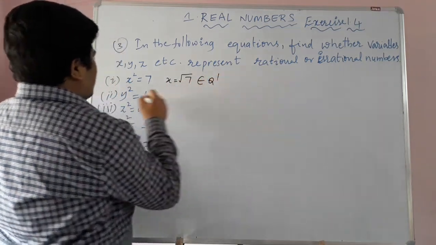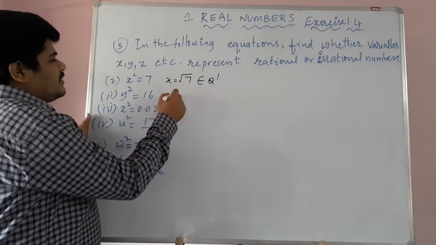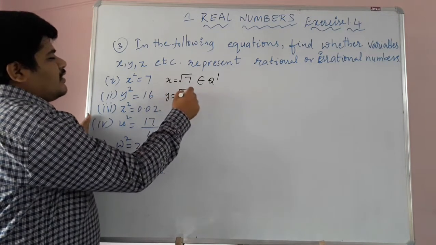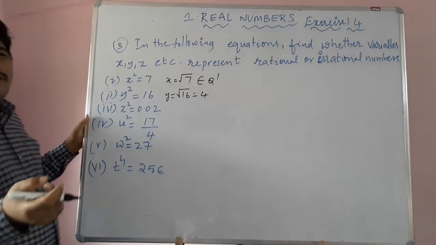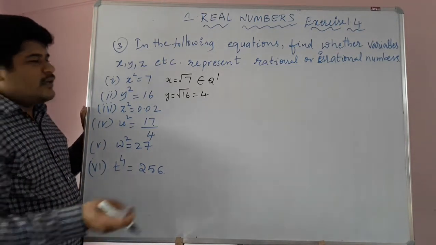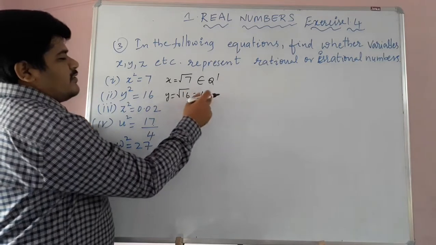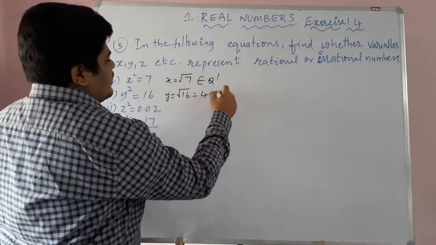Next, y square is equal to 16. Then y is equal to what? Under root of 16, which is equal to 4. So 16 can be expressed as the square of 4. So under root of 4 square, the root and square cancel, and you get 4, which is rational.